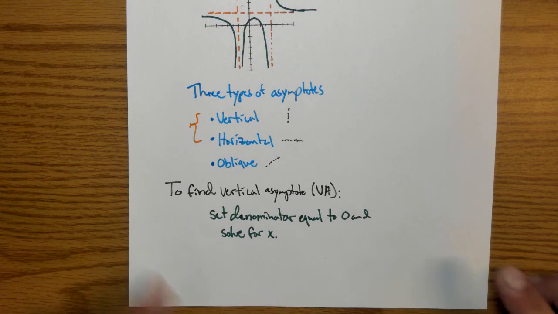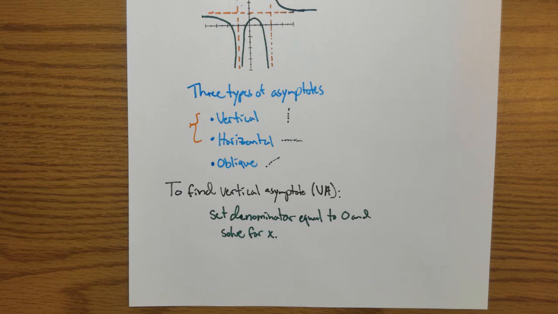So, to find the vertical asymptote, or the VA, we set the denominator equal to 0 and solve for x. So remember, the asymptote doesn't touch the curve, and that kind of makes sense because we can't divide by 0. So when we want to know when the denominator equals 0, that's where our asymptotes lie.